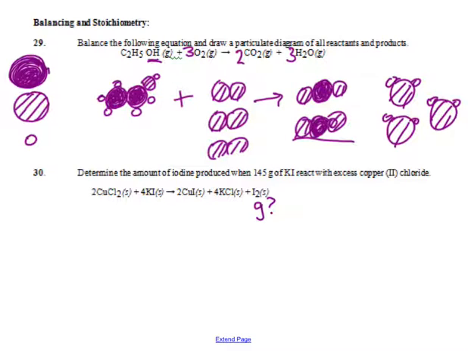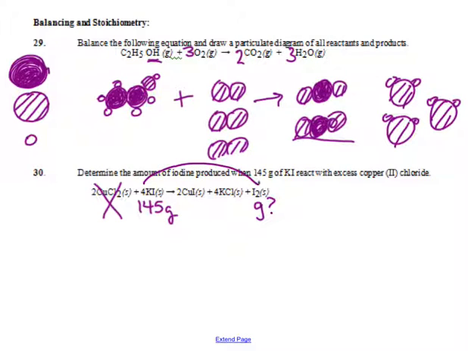When 145 grams of KI, I'm going to put that under KI, or on top of KI, whatever, react with excess copper(II) chloride. That's an excess. So this is not a limiting reagent problem. We don't have to figure out what's limiting. We know that this is an excess, and we're going to use the KI. Now, due to the fact we're going from one reactant to a product, we're actually going to do stoichiometry.